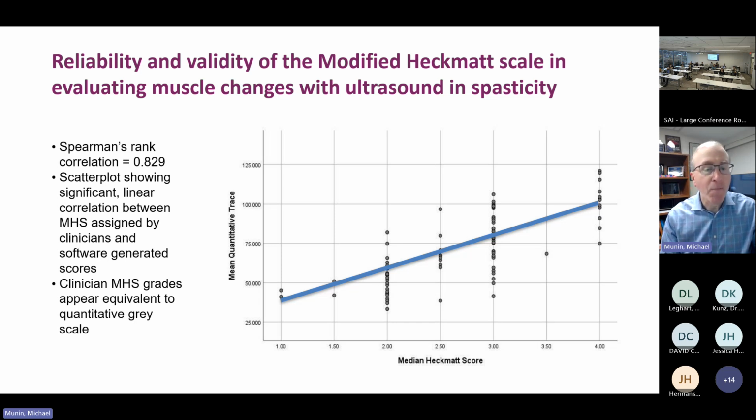Thank you. There's a really good linear relationship between the two, which indicates that our clinician-graded modified Heckman scores that are done in real-time ultrasound with the patient appear to be equivalent to the quantitative grayscale. So it allows us to really use this scale in a lot of ways in the clinical realm confidently.